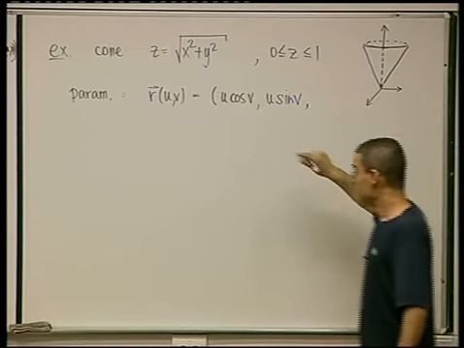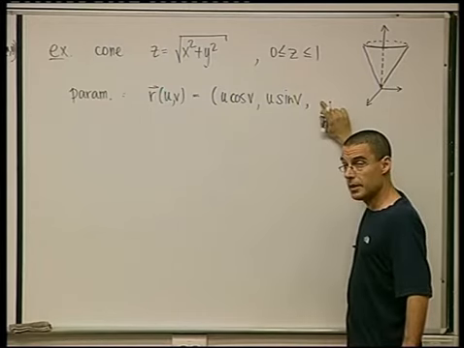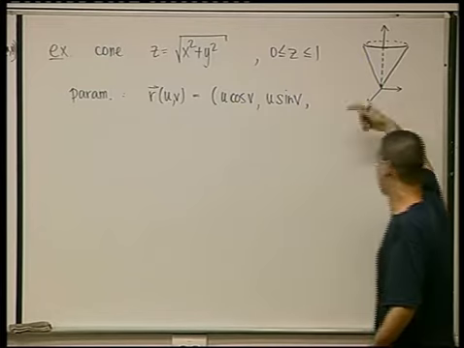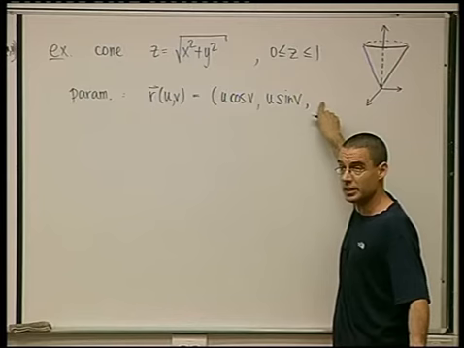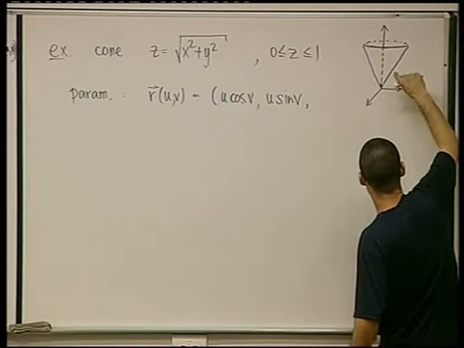In cylindrical coordinates, there was a Z here, right? But that wouldn't be a parametrization. Every point in three-dimensional space is of the form U cosine V, U sine V, and Z, right? That's not what we're looking for. We're only looking for points on the cone.